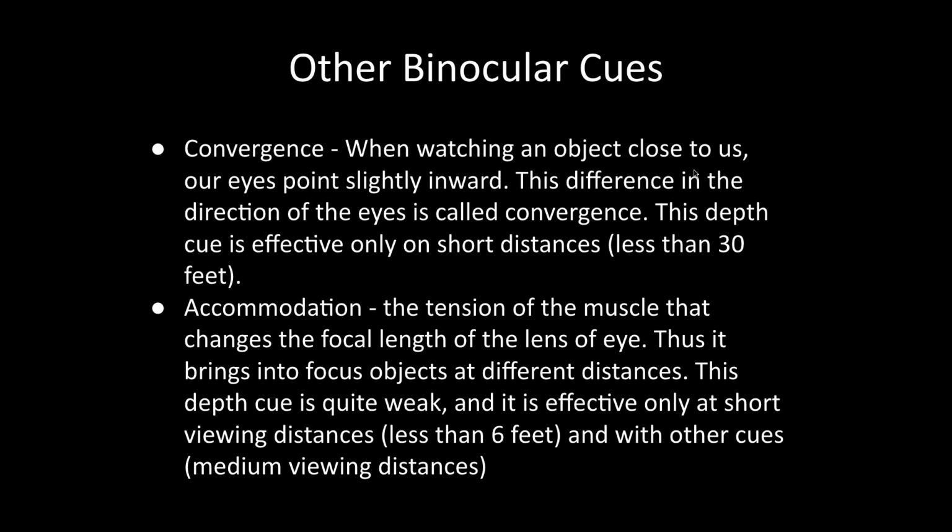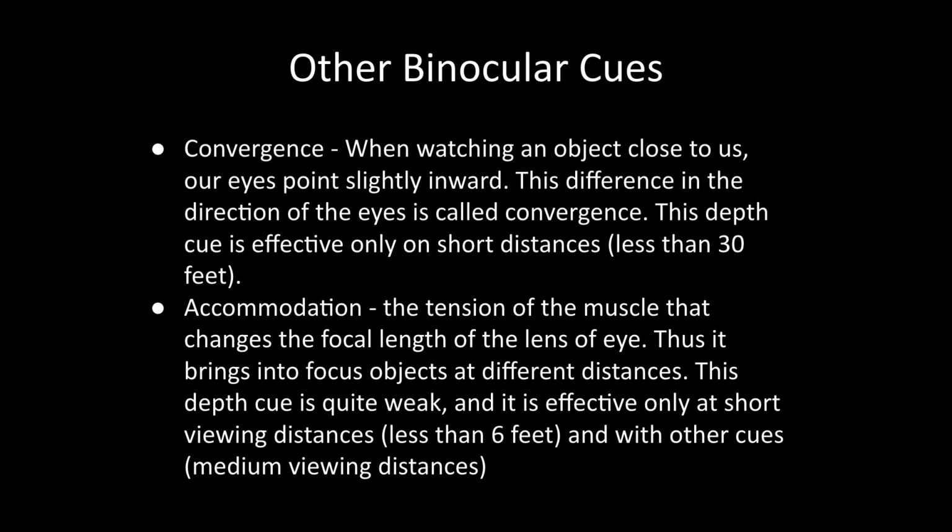Other binocular cues are convergence and accommodation. I haven't seen these commonly tested on the AP exam, certainly not to the extent that retinal disparity has been tested. But convergence occurs when we're watching an object that's close to us. Our eyes will point slightly inward, and the difference in the direction of our eyes is referred to as convergence. But this depth cue is effective only at short distances, so we're only using it when we're viewing objects that are less than 30 feet away.